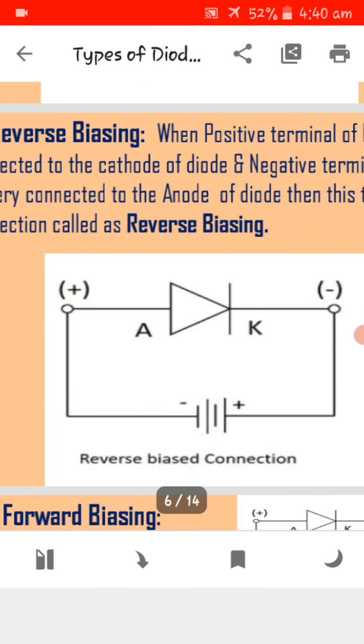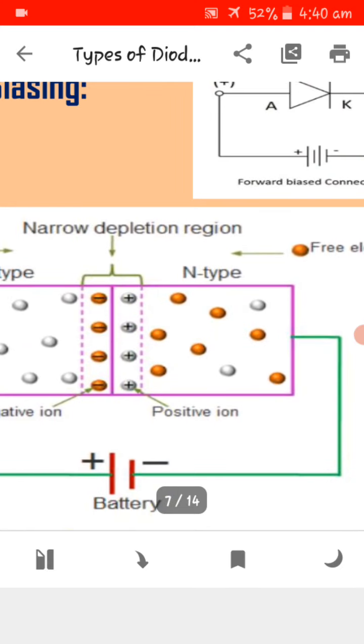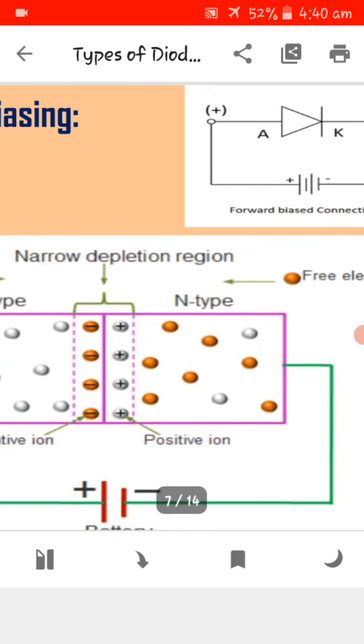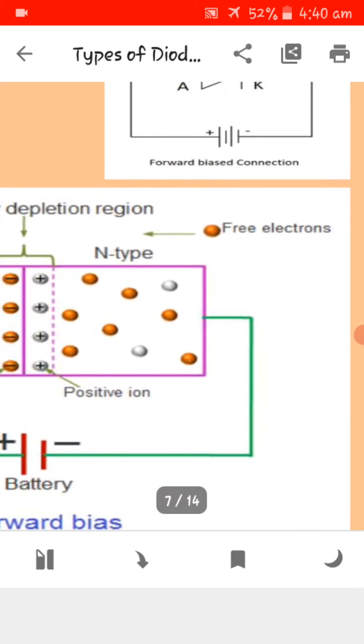So in reverse biasing mode, what is the connection? The positive terminal is connected to the cathode and the negative terminal is connected to the anode. So what is the action? Since in n-type semiconductors, holes are there, electrons are there, and we are connecting the positive charge here, the supply connections are reversed. So what is the action?